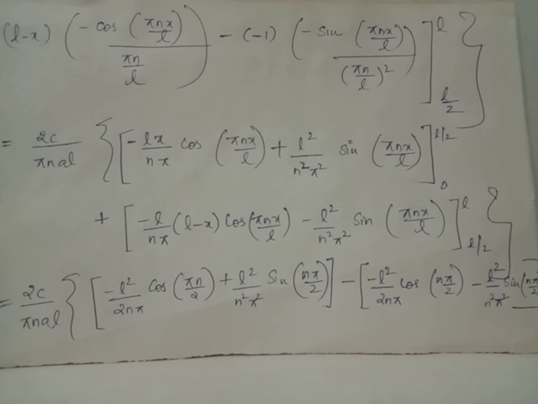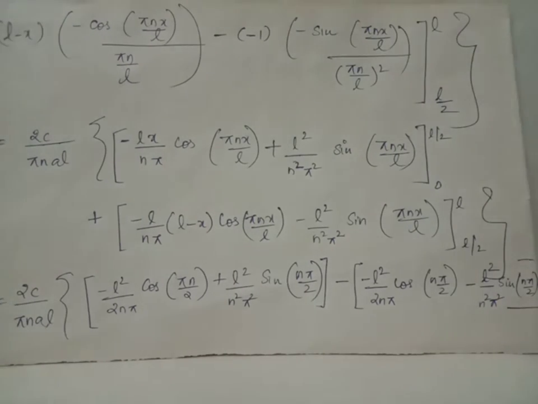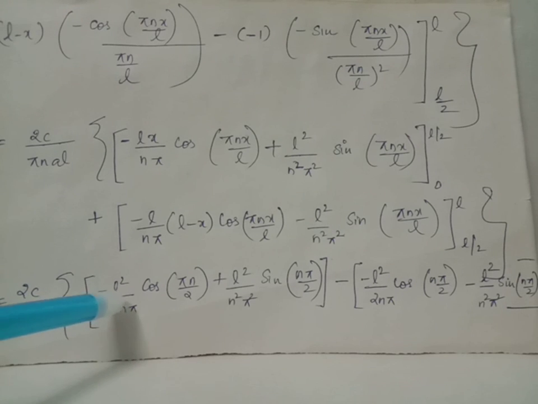Now we will give x equals L by 2, which is the lower limit, so that these two terms become negative L square by 2 n pi cos n pi by 2 minus L square by n square pi square multiplied to sin n pi by 2. We have a negative sign here because we are applying the lower limit. Here we have negative into negative, this term becomes positive, and it gets cancelled with this term negative L square by 2 n pi cos n pi by 2. Thus we have L square by n square pi square sin n pi by 2 plus L square by n square pi square sin n pi by 2, because when you multiply this negative sign along with this negative sign.